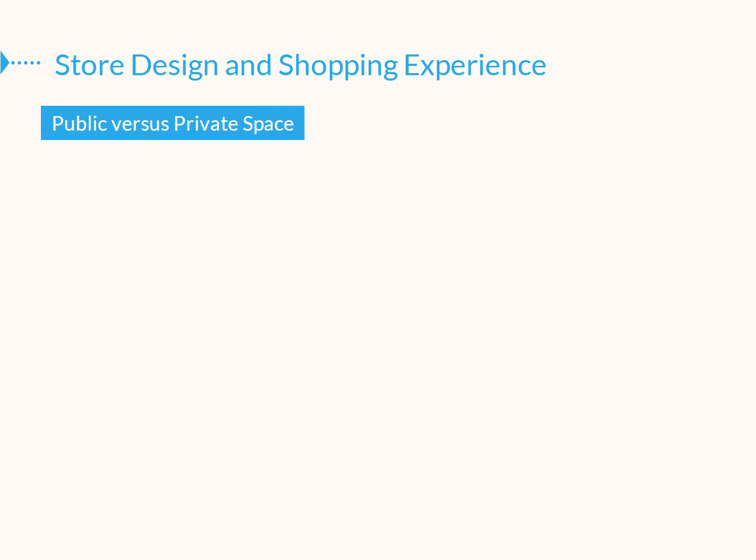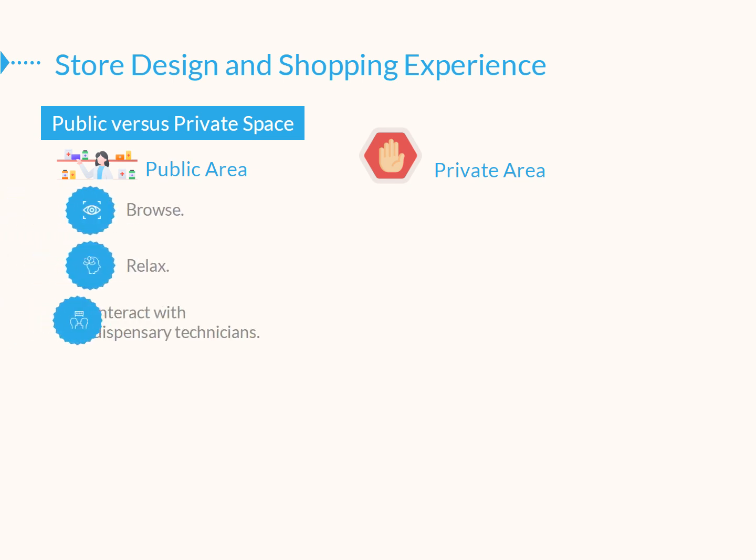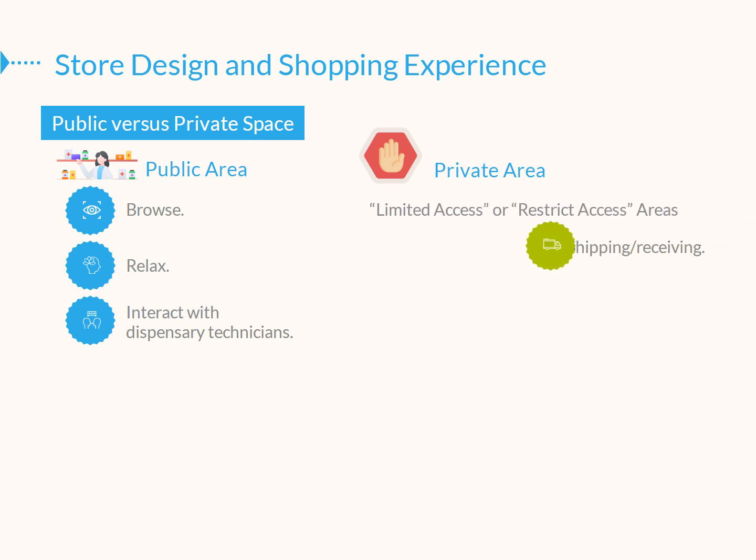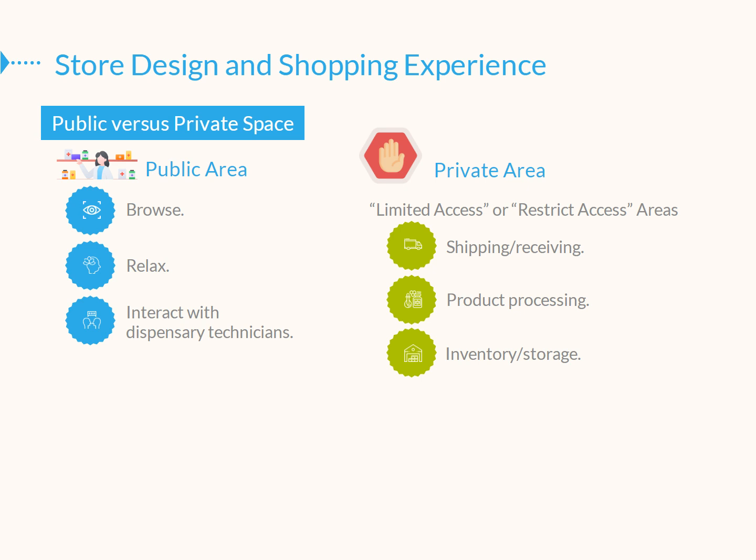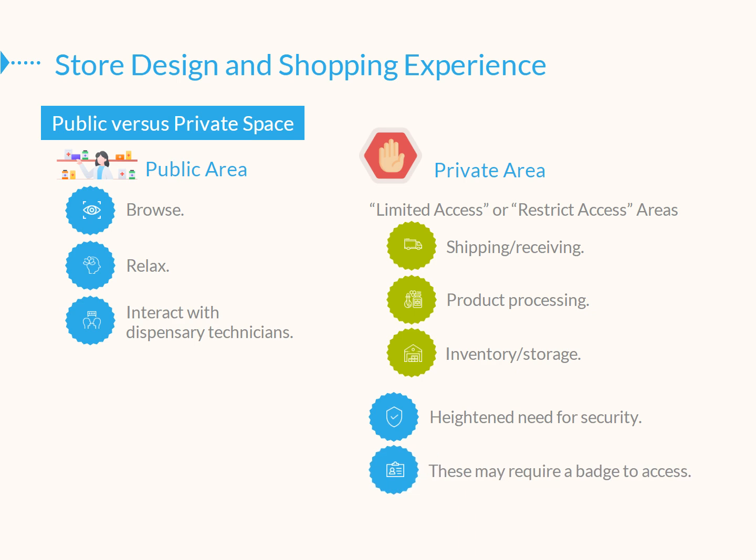Public versus private space. This segmentation of the internal area of your dispensary into public and private areas is mandated in most areas. Public areas are where your customers will browse, relax, and interact with dispensary technicians. Private areas are commonly called limited access or restricted access areas, which include shipping and receiving, product processing, and inventory or storage, and often have a heightened need for security. Thus, these may require a badge to access.